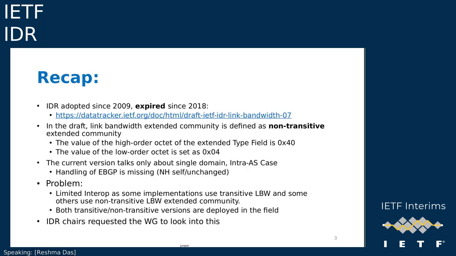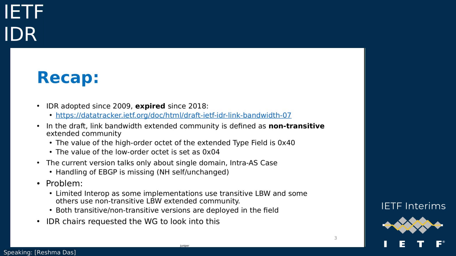Okay, so quick recap. We have an IDR draft that was adopted in 2009 and has been expired since 2018. The IDR draft earlier defined it as a non-transitive extended community, which means that the type field is 0x40, and it would not be advertised from one AS to another since it's non-transitive.